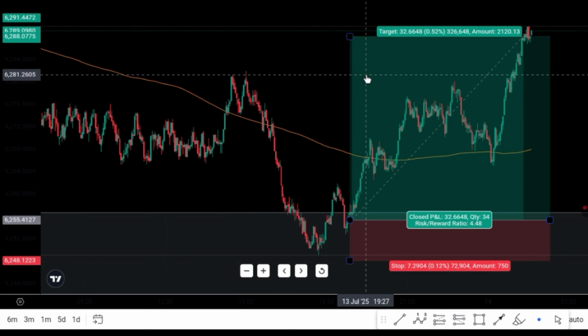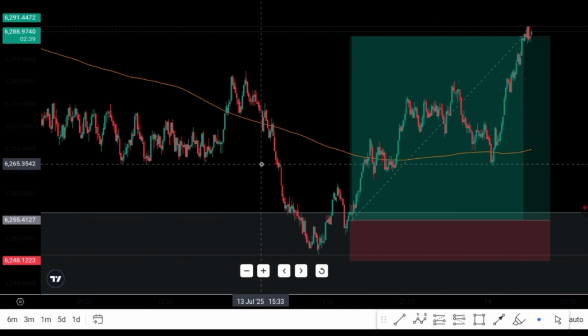But this is exactly how to apply Miray Entry Strategy. It's nothing complex at all. You just have to know how it works. Okay, so this method helps you avoid fake moves and gives you confidence in your entry.